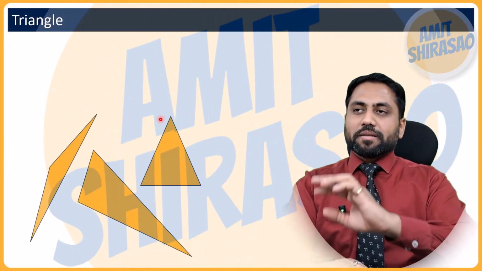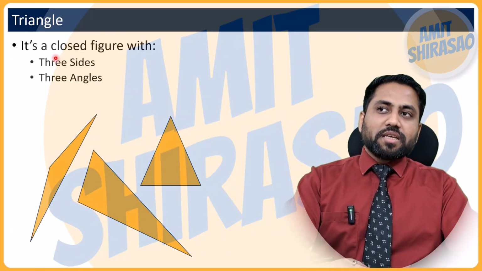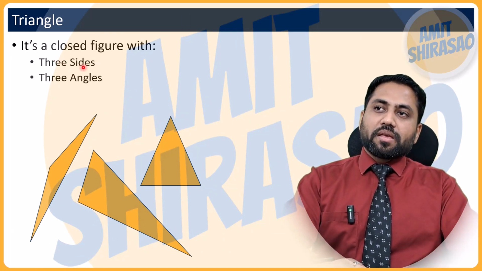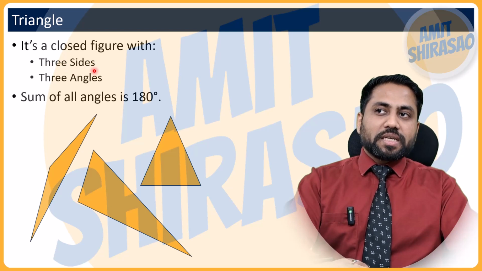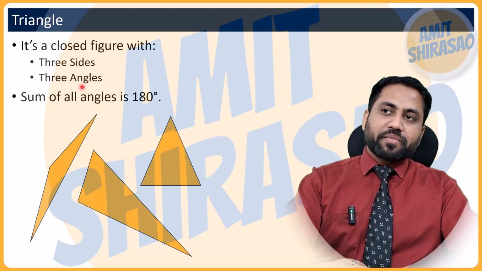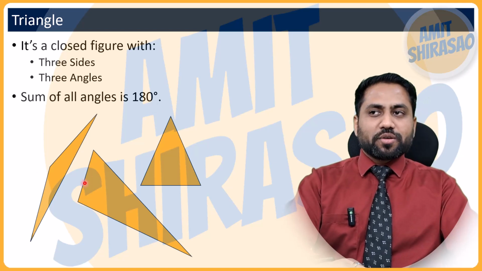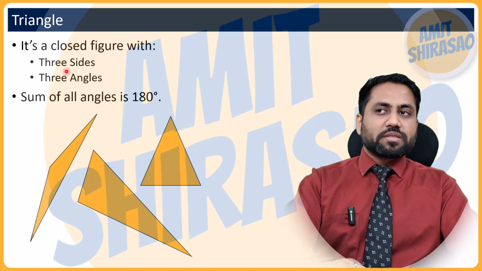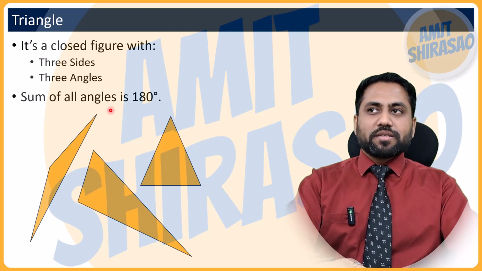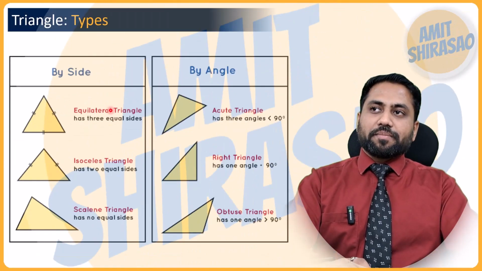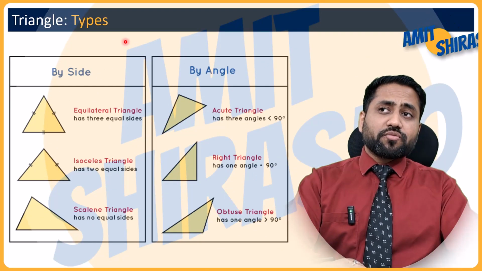Now let us come to triangles. So a triangle is any closed figure with 3 sides and 3 angles. Okay, the sum of all the angles of a triangle is 180 degrees. So you can draw any kind of shape which has 3 sides and 3 angles. It is called a triangle. Then what are the various types of triangles?